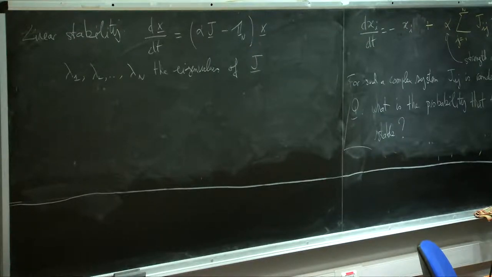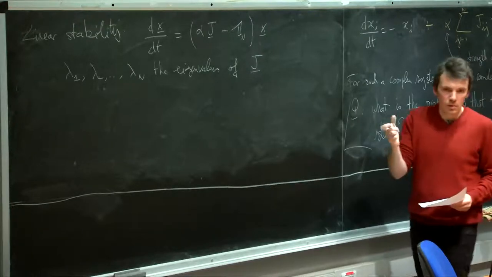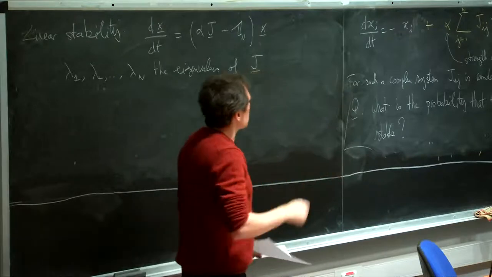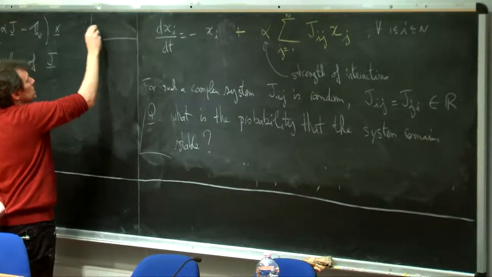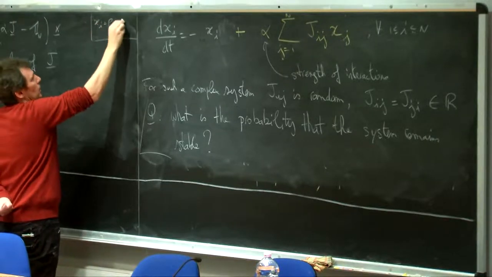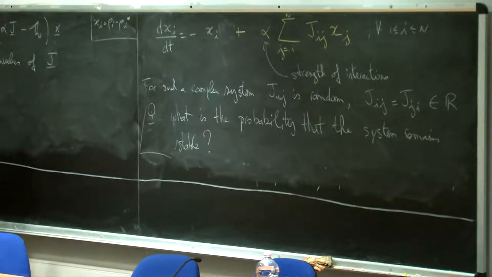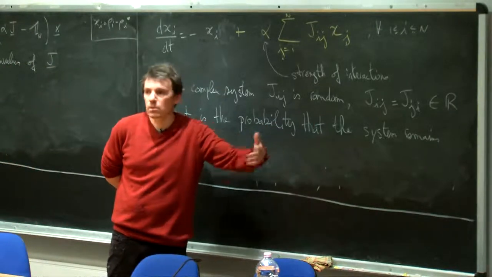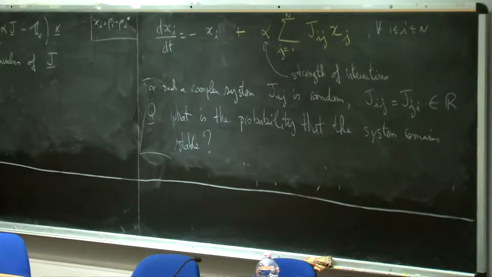You have to remember that x_i is actually the distance with respect to rho_i star. It's rho_i of t minus rho_i star. So in the absence of interactions, if I slightly perturb the system, then the system will gently relax to its equilibrium state. Here you see they are all real, because J is a real symmetric matrix, so its eigenvalues are all real.